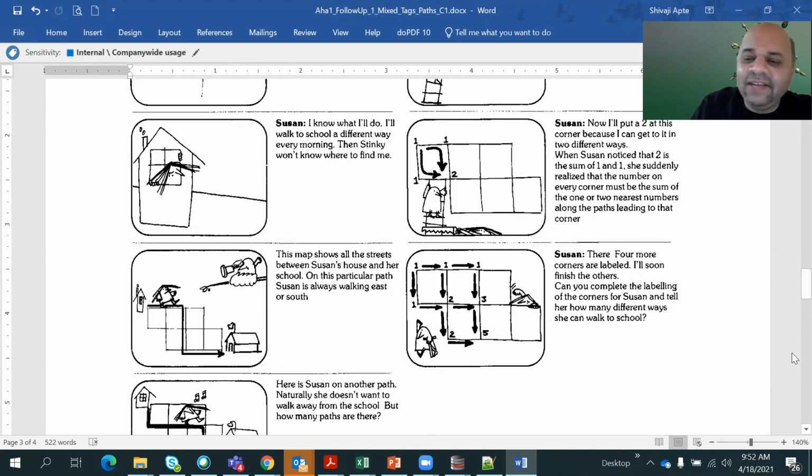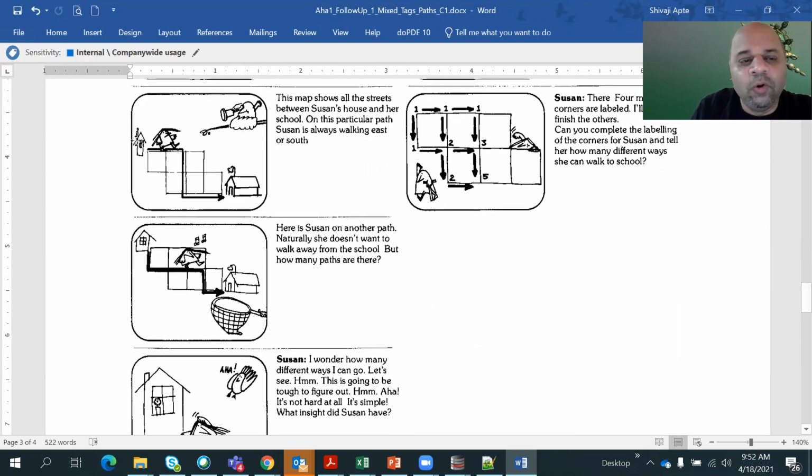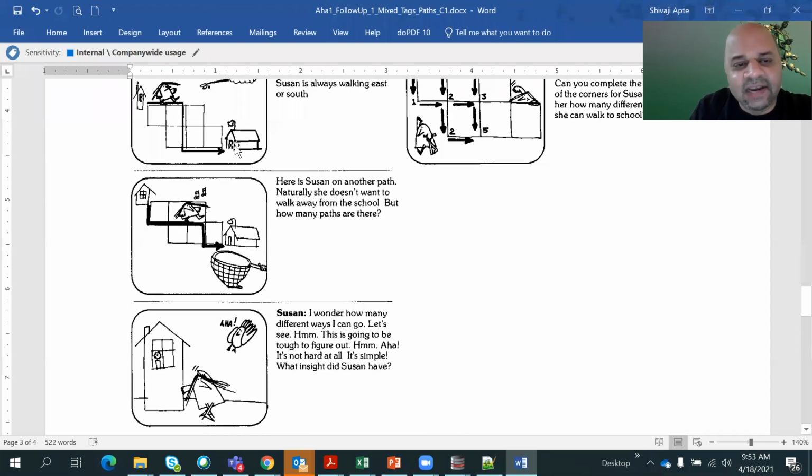Okay, and I have given a sample layout. The left side is her home. See, left side, this is her home. The tiny one on the left side is the one, and the right side in the picture, the one with the flag, is the school. So can you see this? And there are rectangles in between.